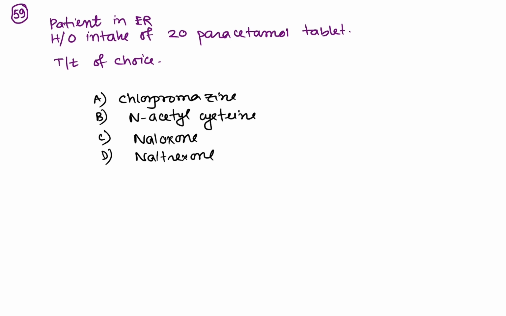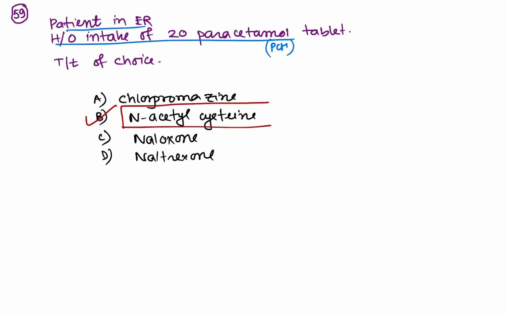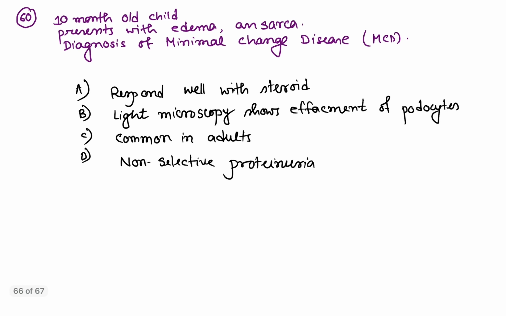Okay. Next, coming to question number 59. The patient presented in ER with history of intake of 20 paracetamol tablets. So the treatment of choice, as all of you know, the antidote of choice for paracetamol is obviously NAC, N-acetylcysteine.